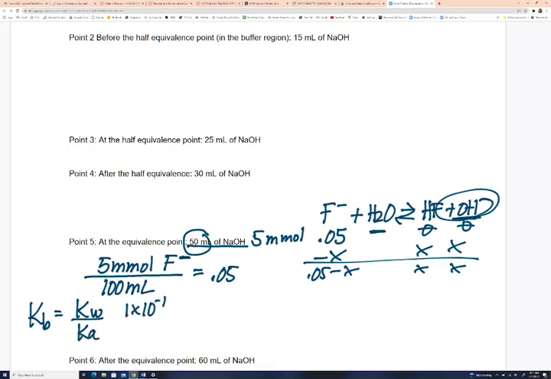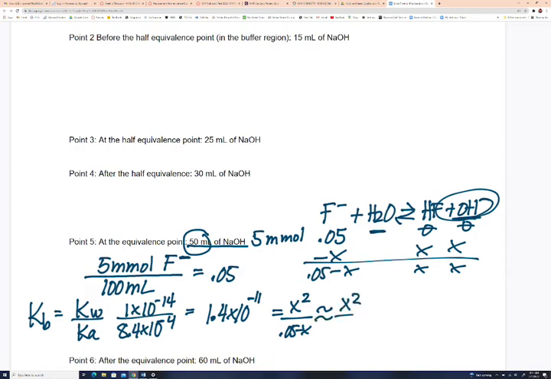So 1 times 10 to the negative 14, and 8.4 times 10 to the negative 4 is going to give me a Kb value of 1.4 times 10 to the negative 11. And then that is going to be equal to x squared over 0.05 minus x. We're going to say that's approximately equal to x squared over 0.05. And then when we do our math, we will find that x is equal to our hydroxide concentration at this point.